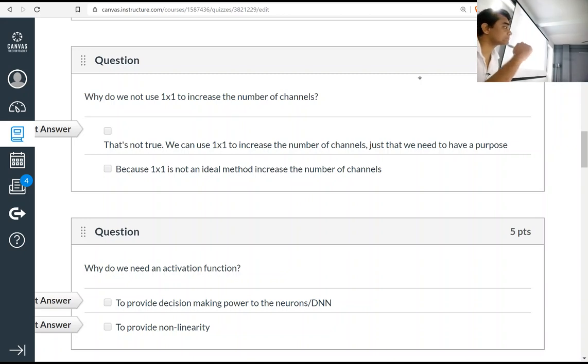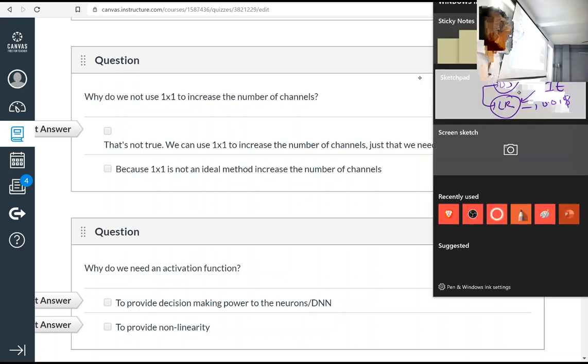I Googled why 1 cross 1 is used for increasing the number of channels, and I didn't get a definite answer. Is it because the redundancy increases, as you move from 64 channels and want to increase it to 128 with 1 cross 1? I didn't get your question. So like 1 cross 1, you feel that to increase the number of channels you first reduce it and then 3 cross 3 cross 64.